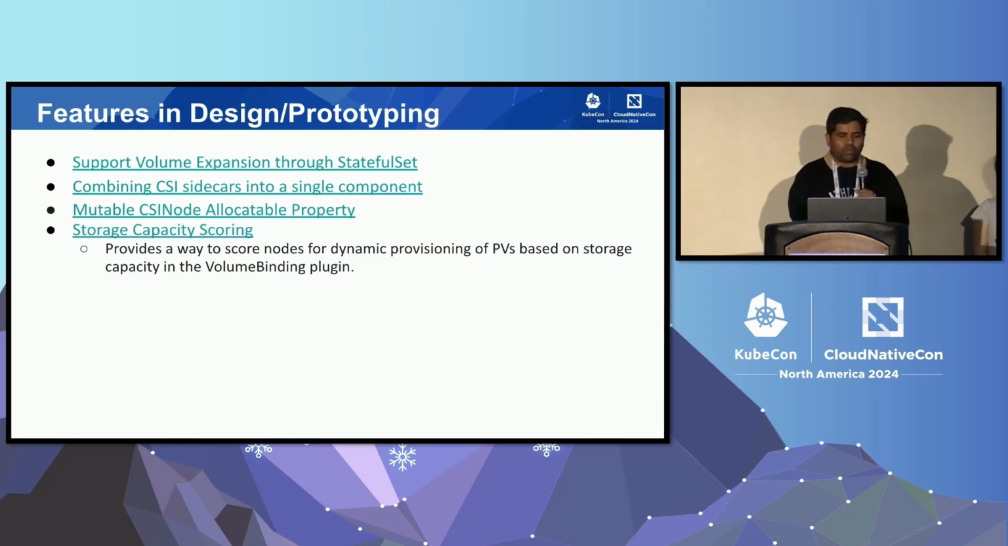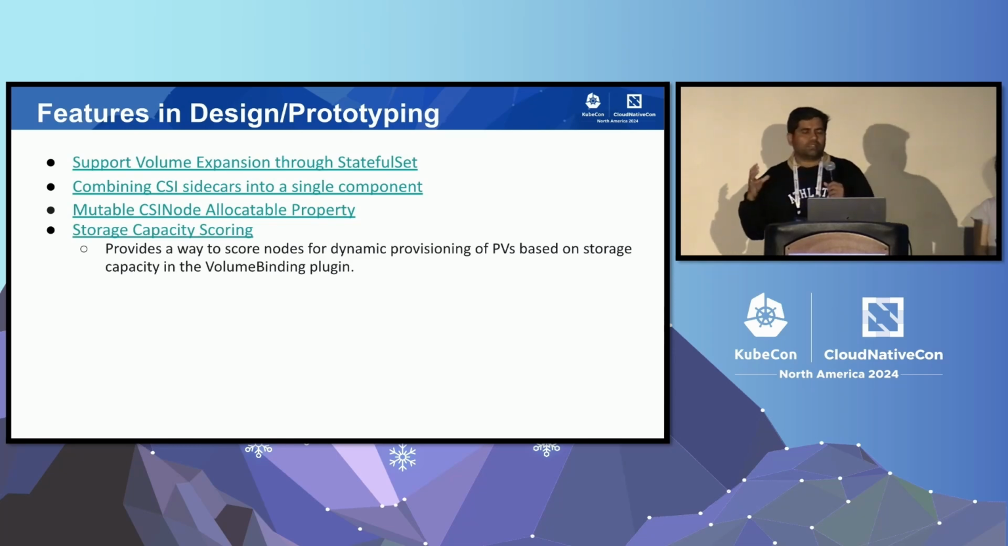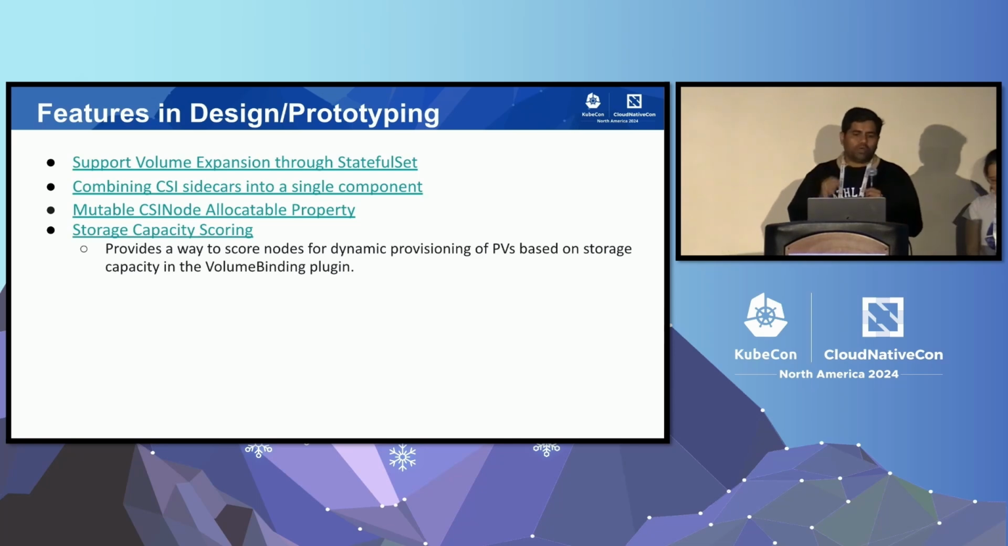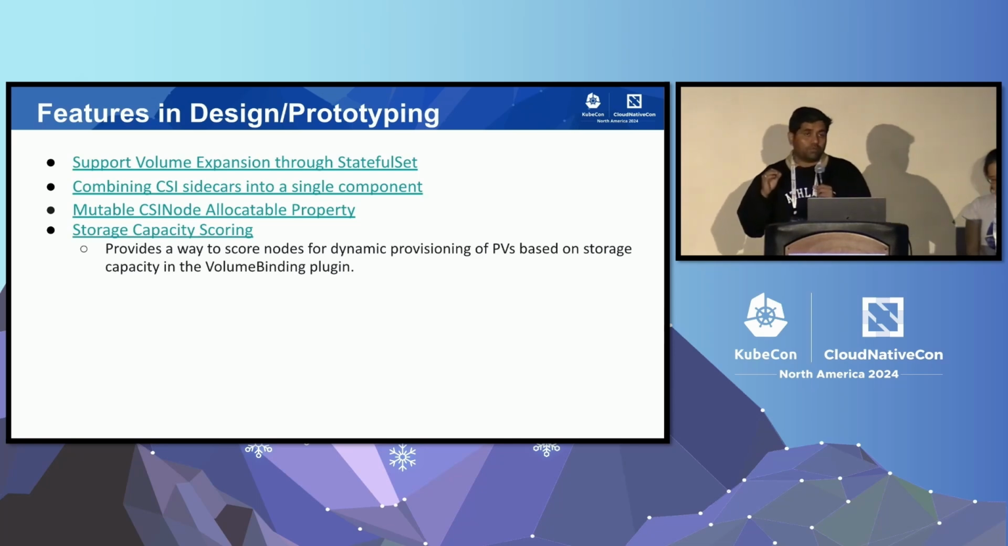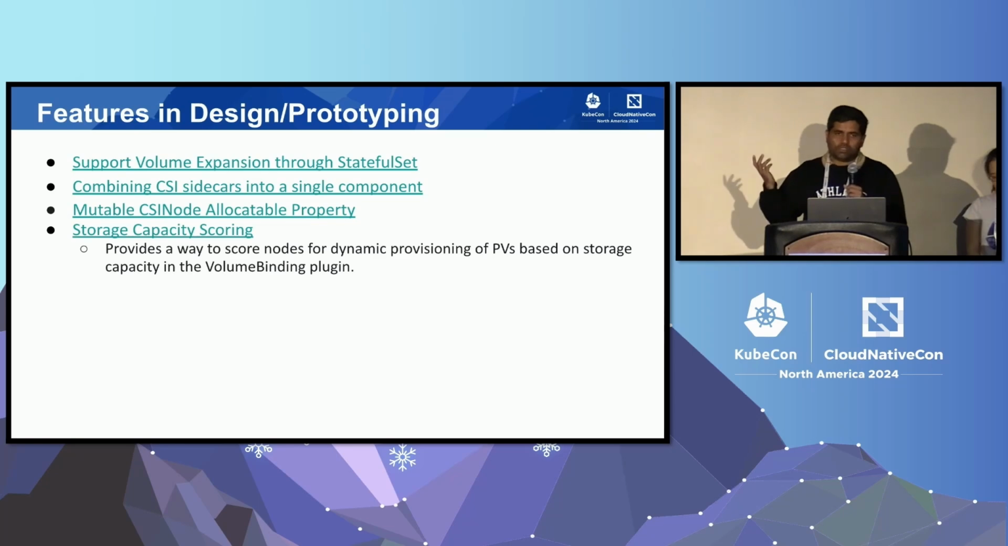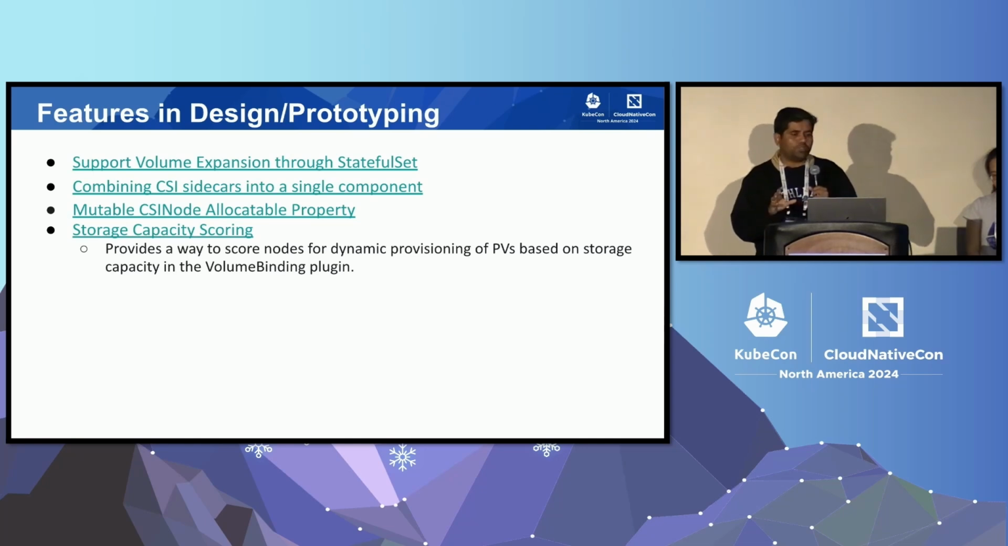Another feature that we have been working on is combining various sidecars like attacher, resizer, and provisioner into a single sidecar. It's tedious to maintain all these different sidecars, bump them, fix CVEs, and all sorts of things. Merging them into one process will also allow us to reduce the CPU and memory footprint of all these sidecars, because they can use a shared informer and whatnot.